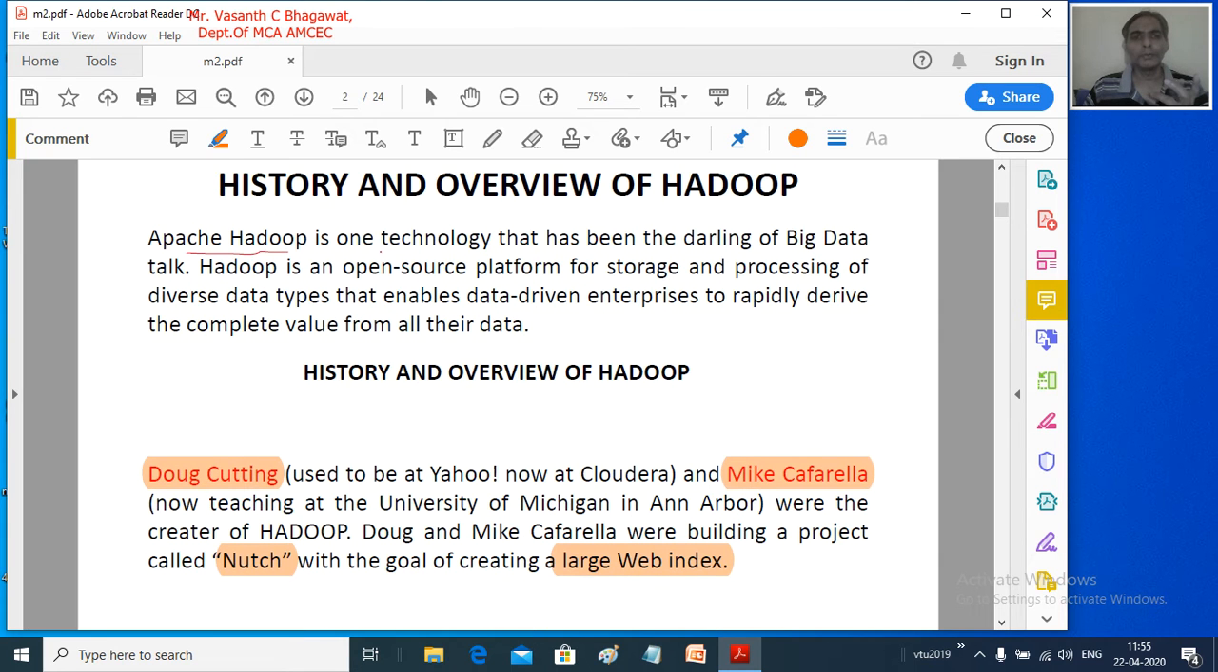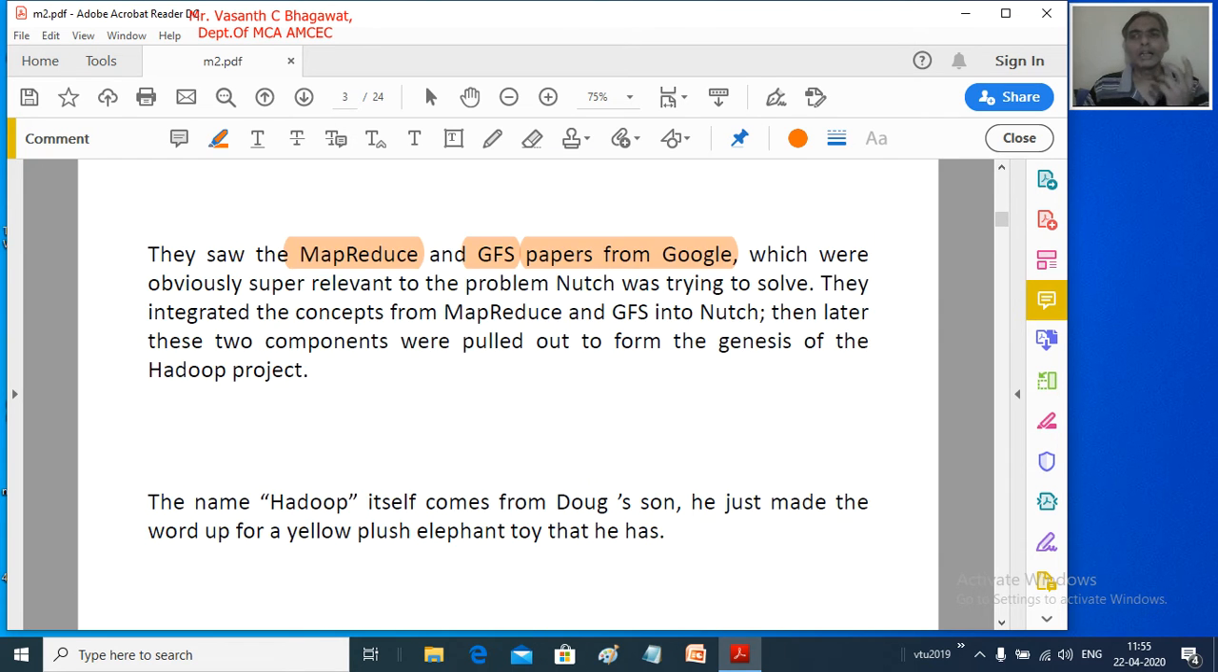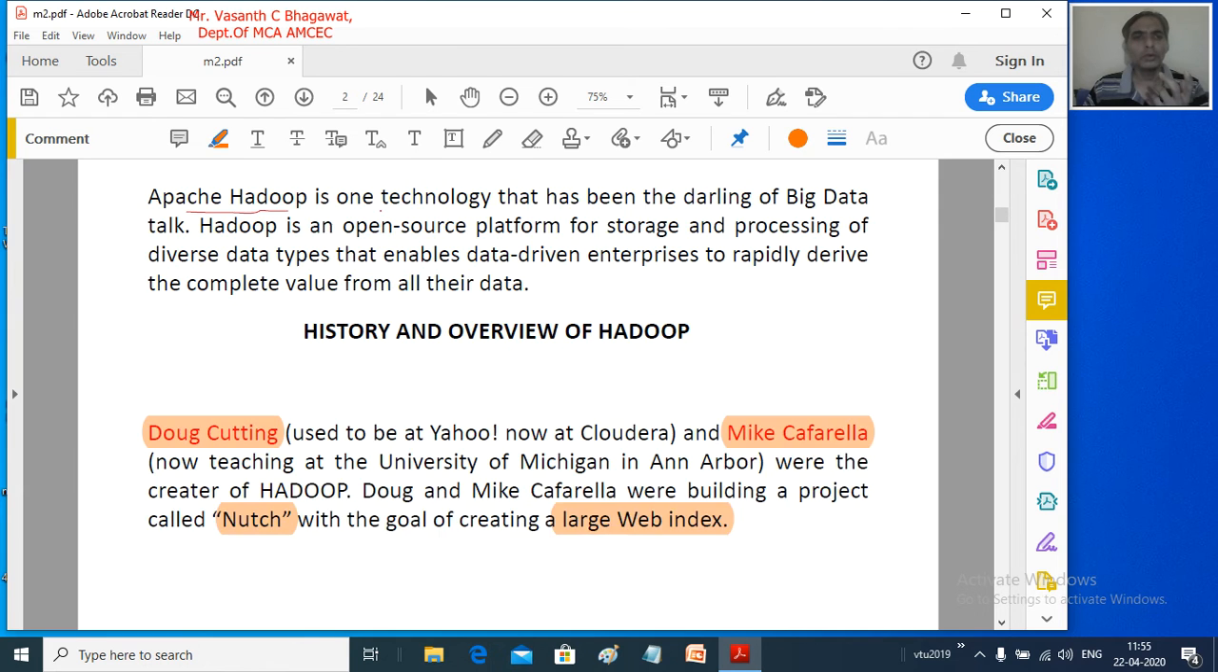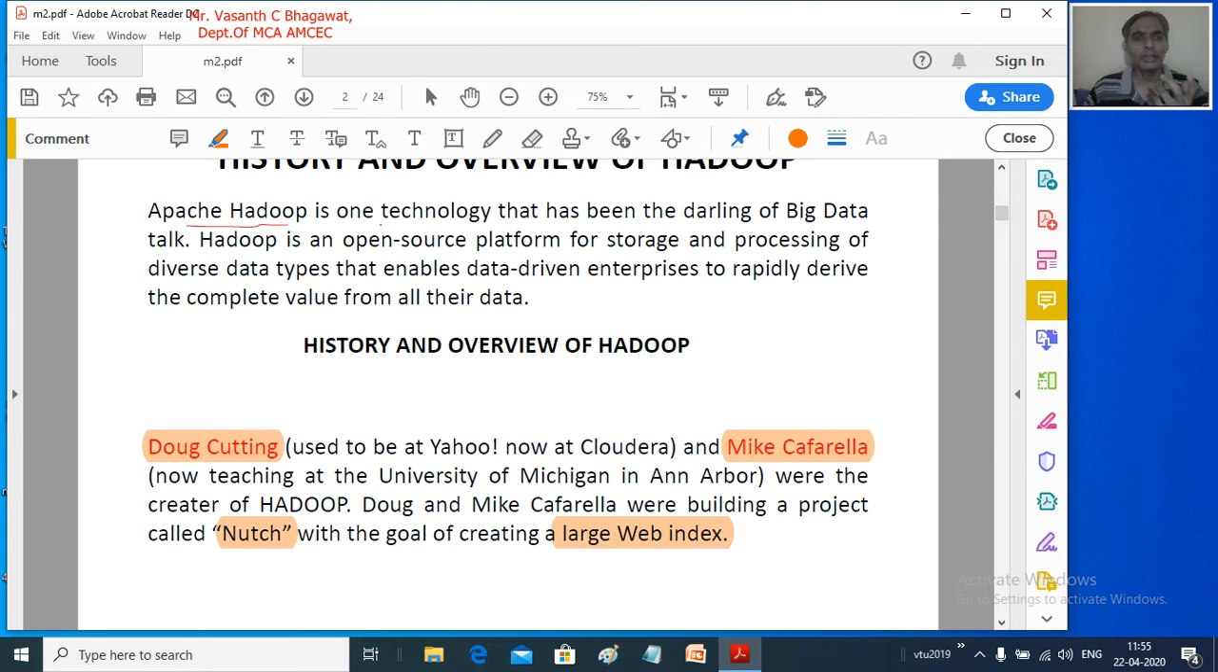When you come to the developers of Hadoop, there are two important persons. One is called Doug Cutting and the other Mike Cafarella. These two are the persons who came up with this particular platform, the Hadoop technology, or we can call them the creators of the technology.